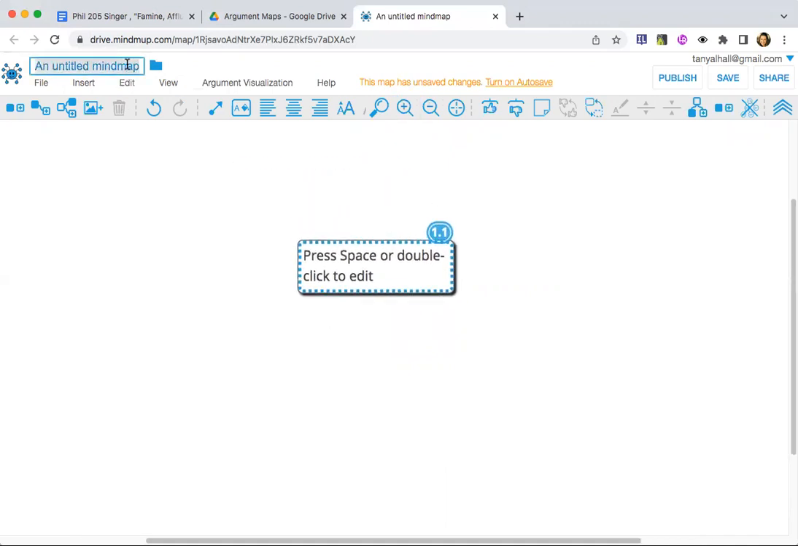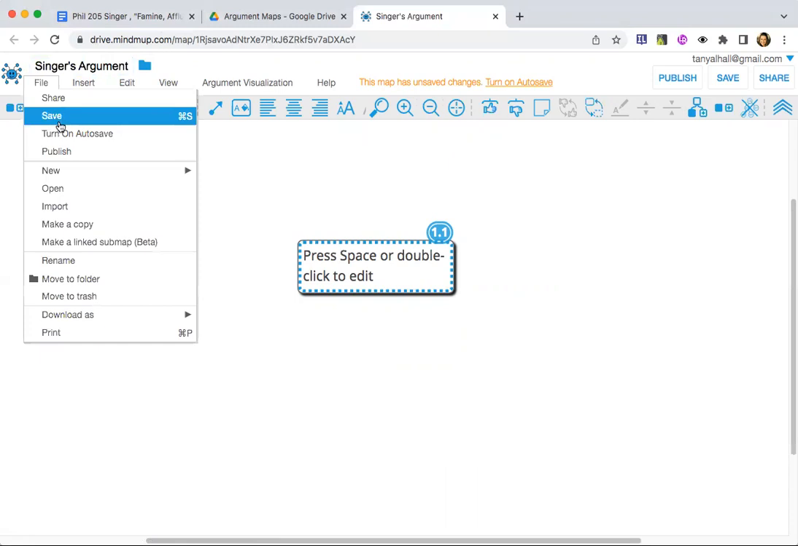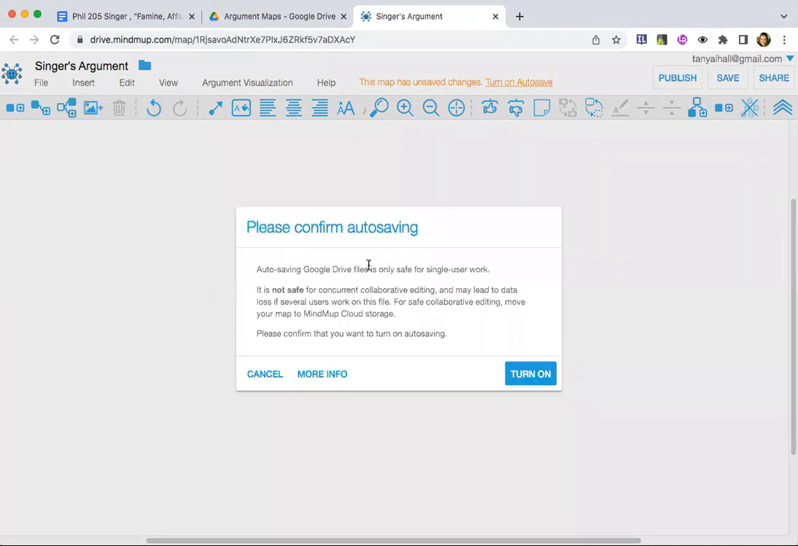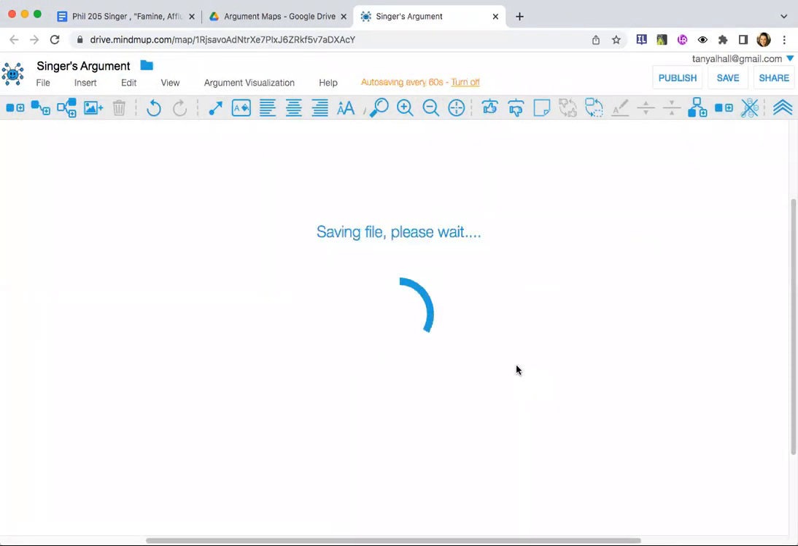Let's give our map a name, Singer's argument. Let's turn on autosave. I get a little prompt. Sometimes students say they don't, but you can go to File, turn on autosave. All right, and we are ready to map.